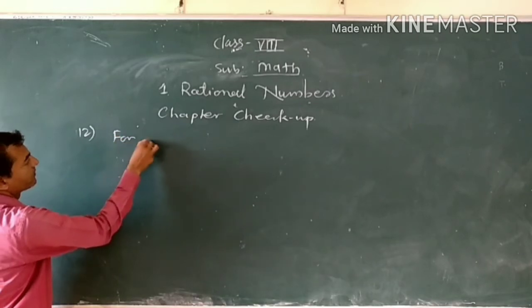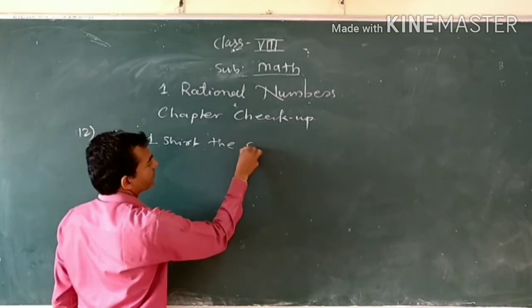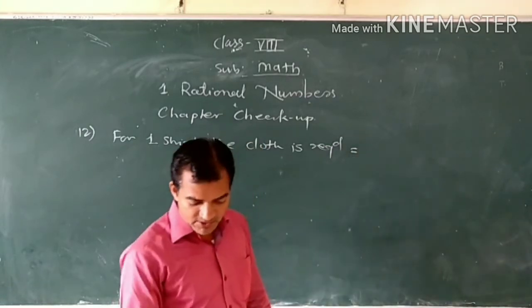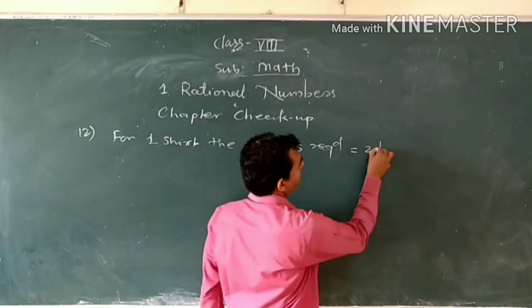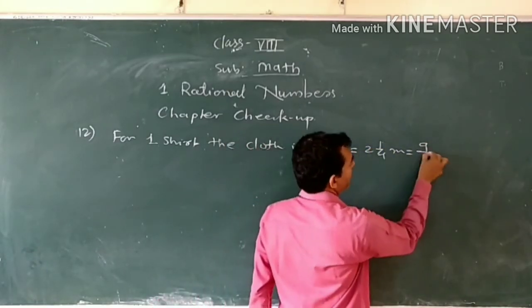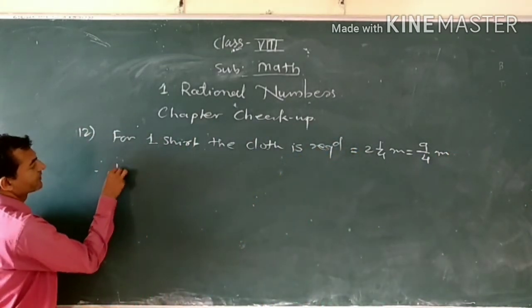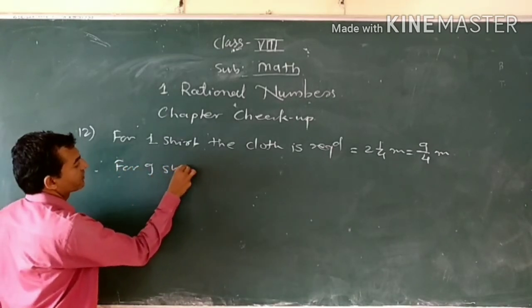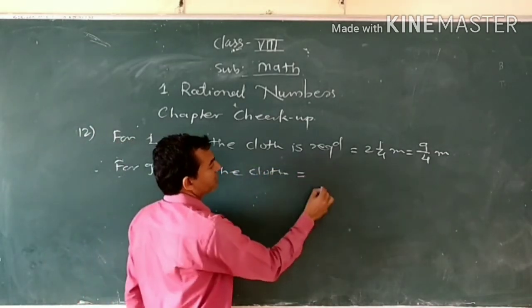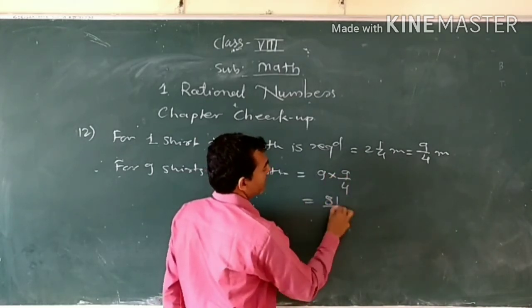For one shirt, the cloth is required. How much cloth is required? That is 2 integer 1 by 4 meter. Means you have to convert this one into improper fraction. So 4 2s are 8 plus 1, 9 by 4 meter. Okay. So therefore for 9 shirts, the cloth is equal to 9 into 9 by 4. Means 9 9s are 81 by 4 meter.